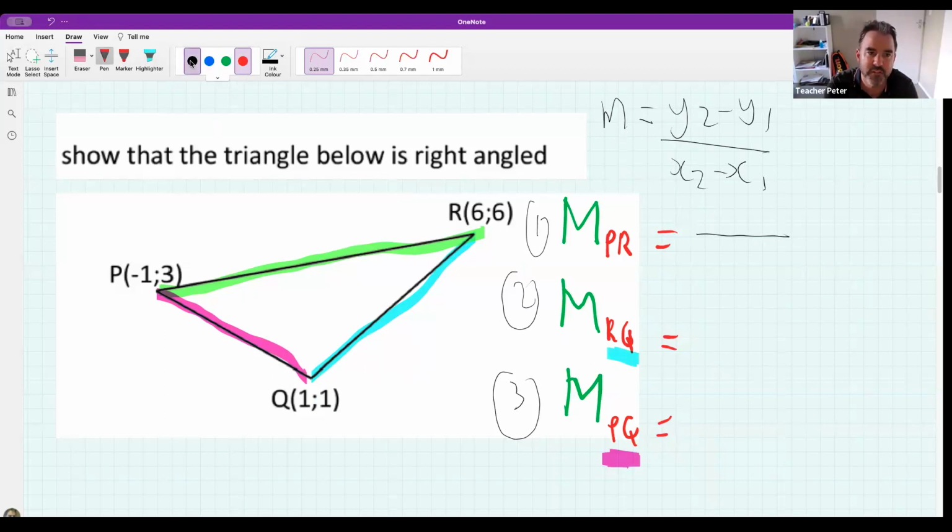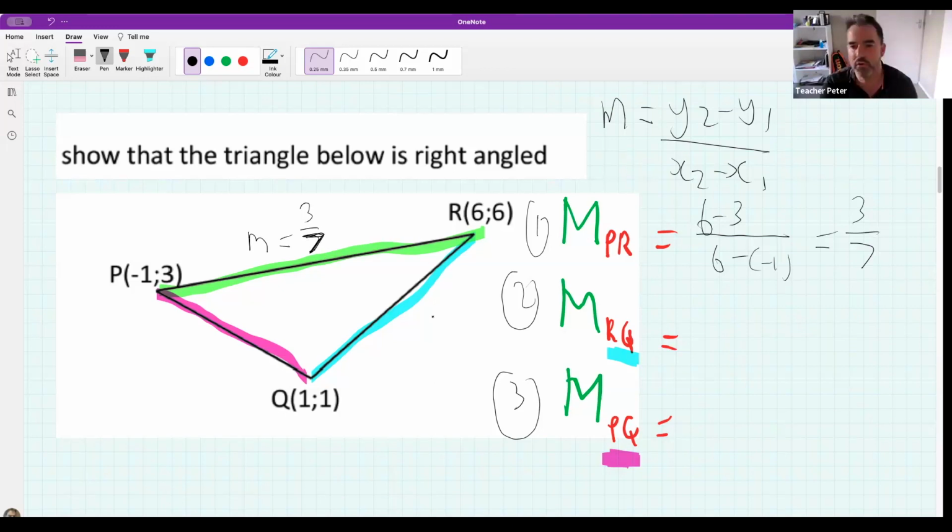So the very first one would be 6 minus 3. So 6 minus 3, and then 6 minus 1. So the gradient here would be 3 over 7. So PR, its gradient is just 3/7.